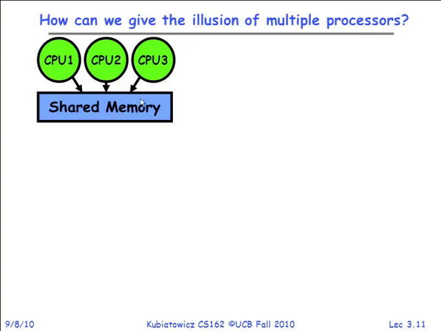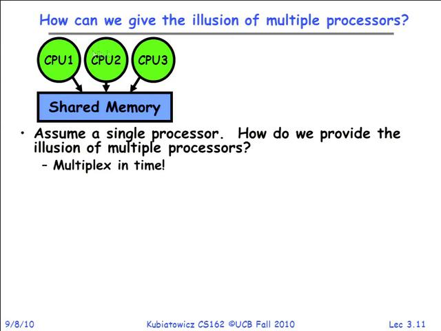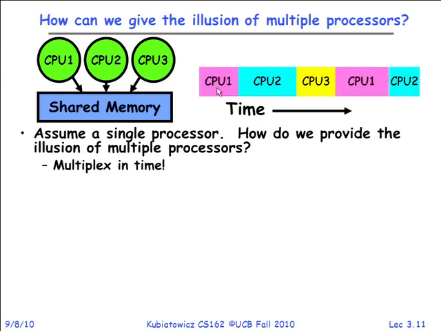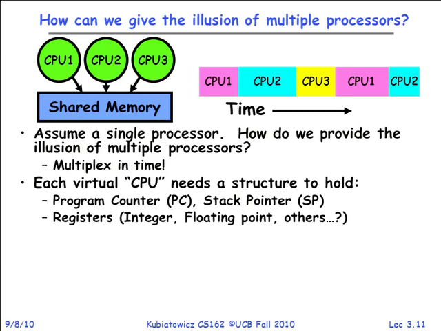And assume we have a single processor. What do we do? Well, we multiplex in time. So rather than every one of these things just running as it will, we do something more like this, where virtual CPU 1 runs for a little while, then virtual CPU 2 runs for a little while, then 3, and so on. Now, each virtual CPU needs some sort of structure to hold things like the program counter, the stack pointer, the registers, etc., the things that make that CPU, and again, we're talking in quotes there, unique.